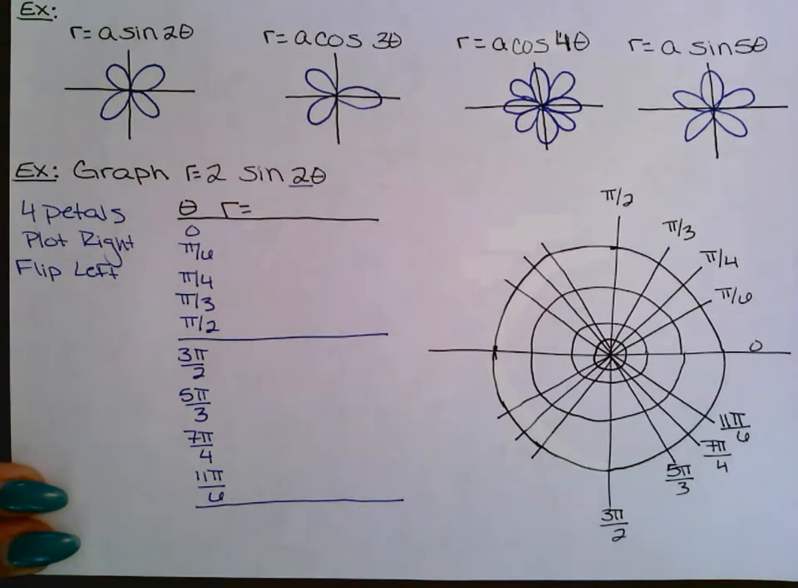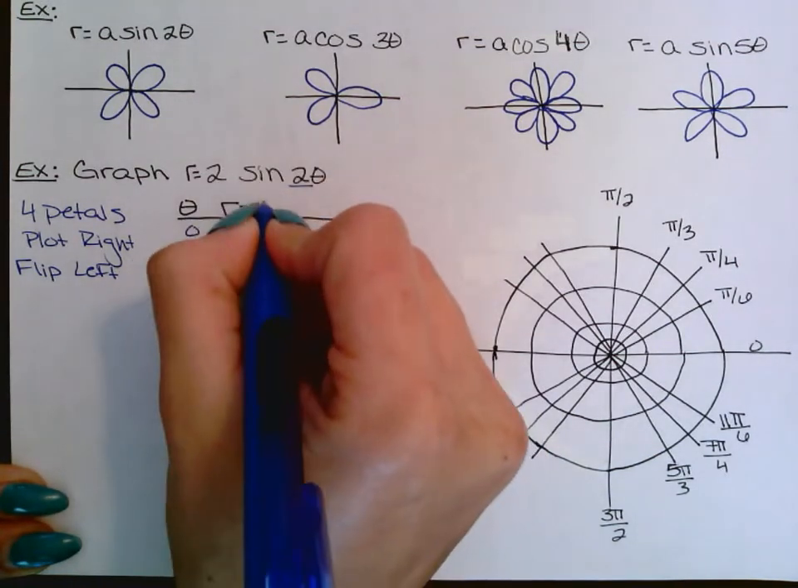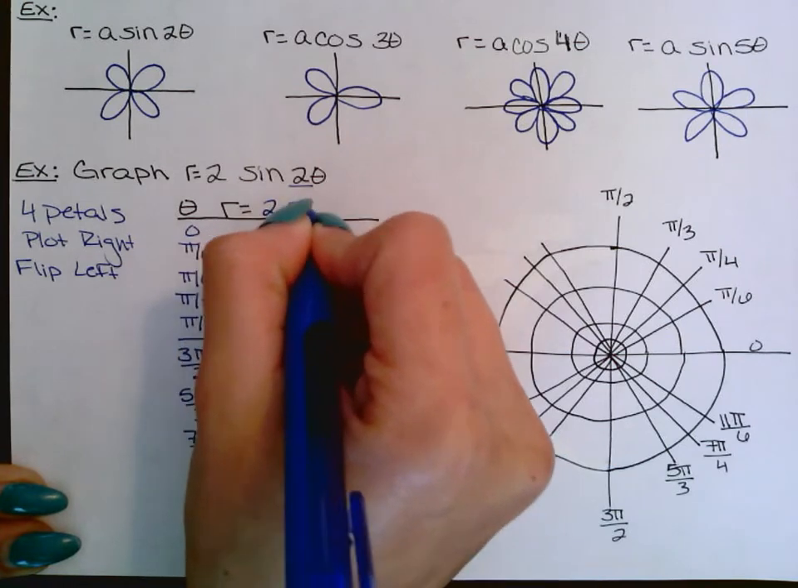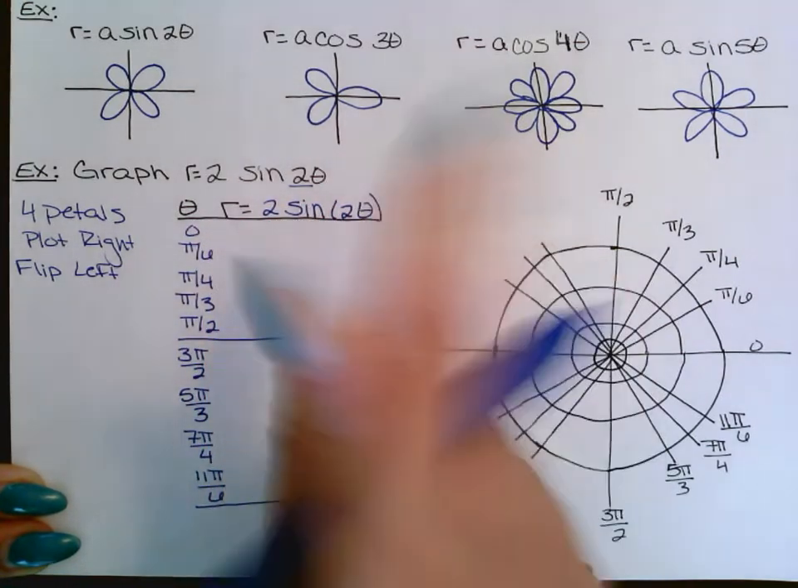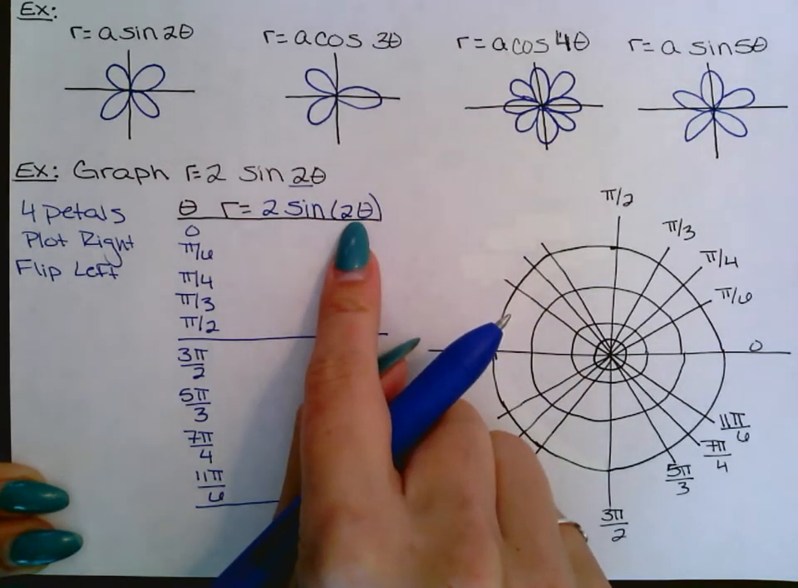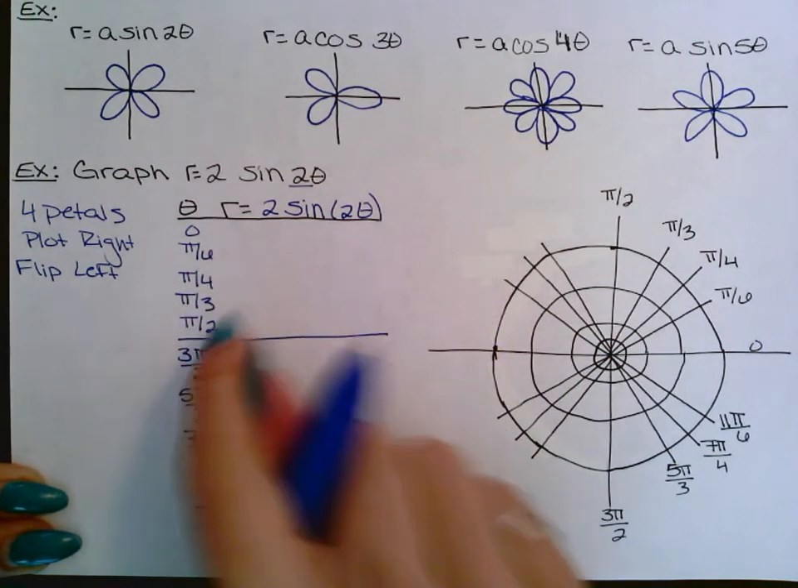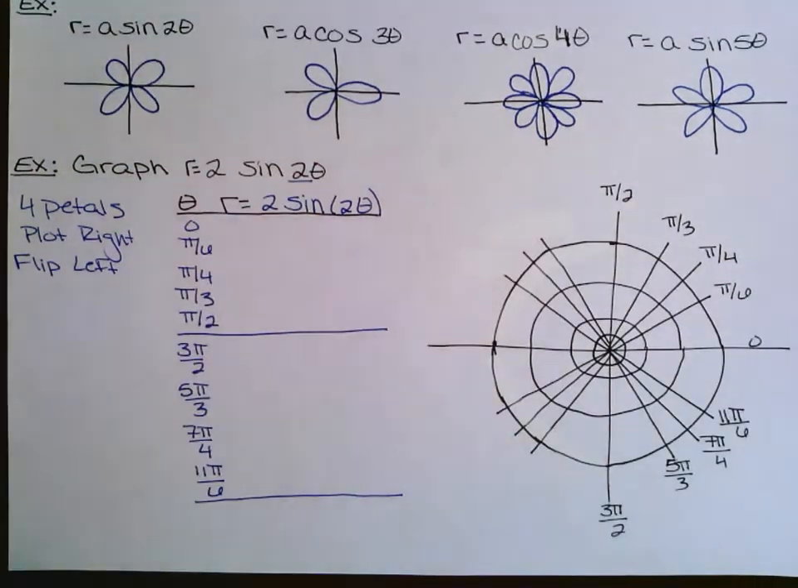So what you're going to do is take a minute and plug these in, in radian mode, into your calculator. I explained how we did that in the last video. Make sure that when you plug it into your calculator, you are multiplying 2 times this value and then doing the sine. So let's pause really quick and plug that in our calculators.